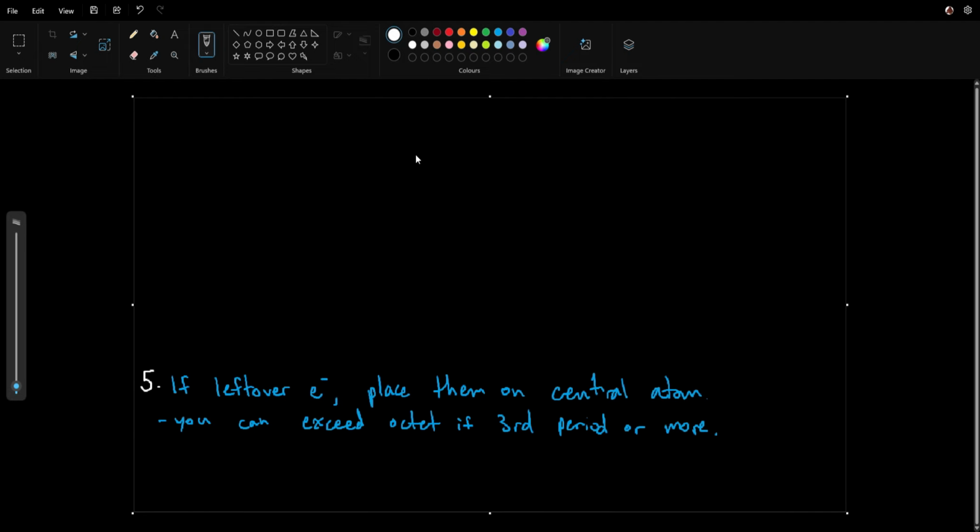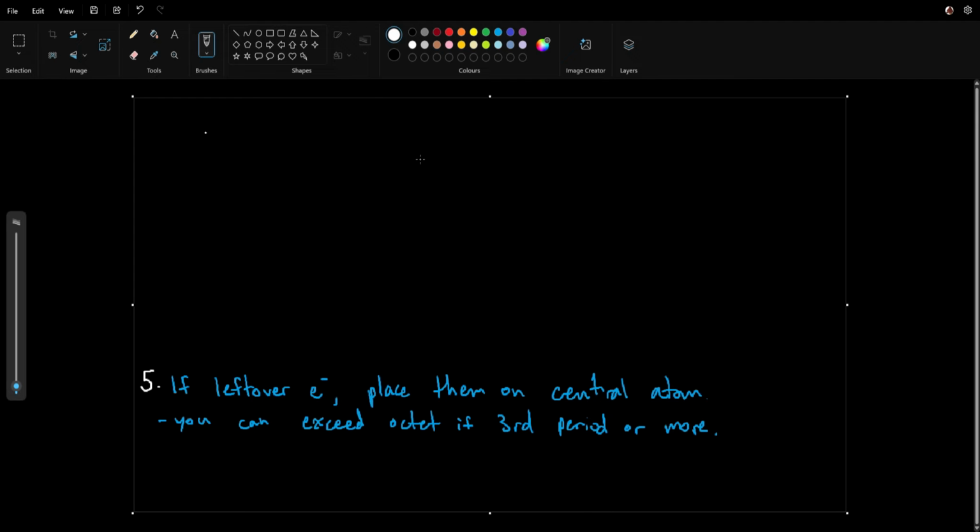All right, so for step 5, it states that if we have leftover electrons after counting our total valences, then we need to place them on the central atom. So if our central atom is in the 3rd period or more, so if you look at your periodic table and know that the period counts the rows, not the column, if your atom is in at least the 3rd period, then you can exceed its octet.